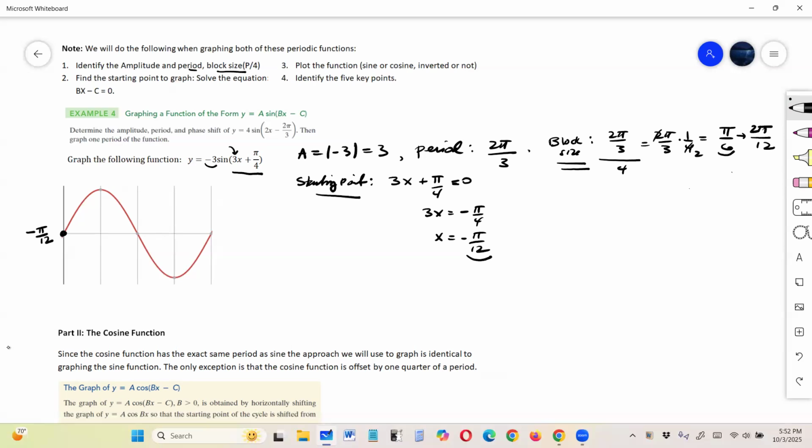Now be very careful. Notice that your function has a negative 3. Now, if you remember from graphing techniques that we've seen before, when the coefficient here is negative, this is a reflection on the x-axis. So the graph is not what you see here, it is the reflection. So let's see if I can do this.